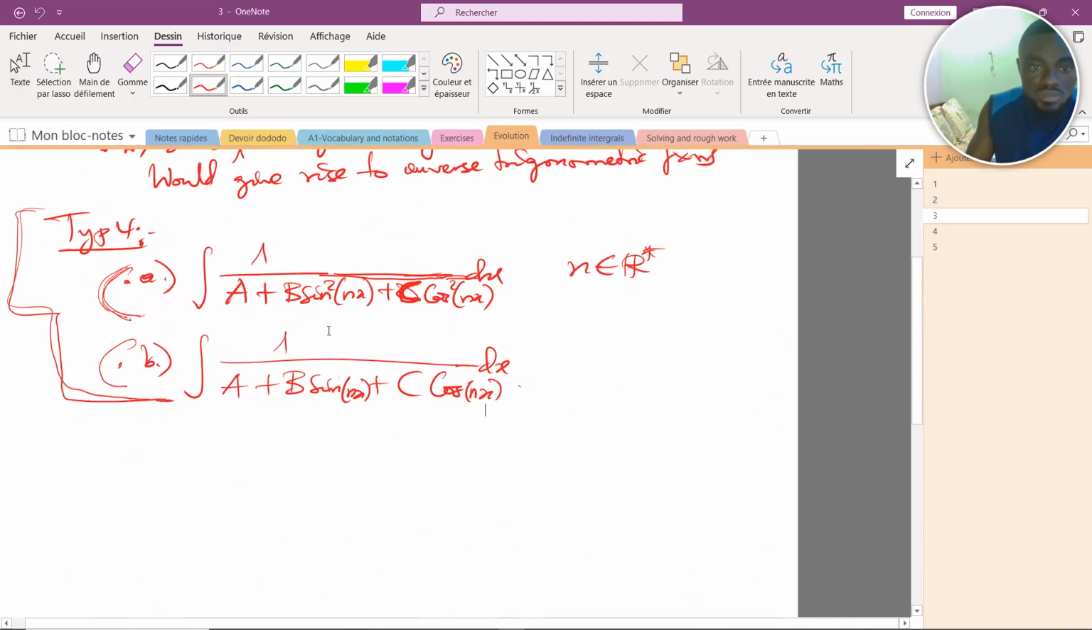Integrate these two types. Firstly, I rectified some things here. I instead added here nx and here nx, also here nx, with n belonging to R star, where a, b, and c are real numbers. You understand? But a, b, and c, not all of them must be equal to zero, because if a, b, and c are equal to zero, this function will be 1 over 0, which is undefined. You understand? So of a, b, c, two of them can be zero.